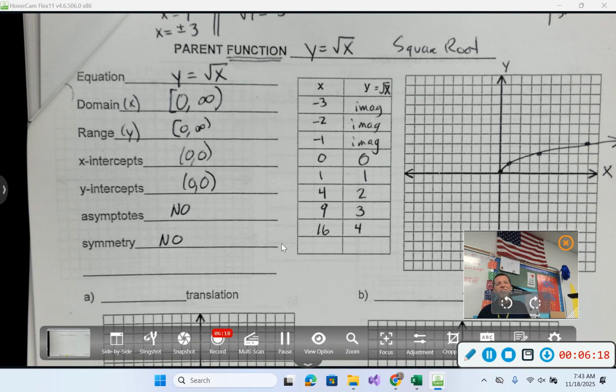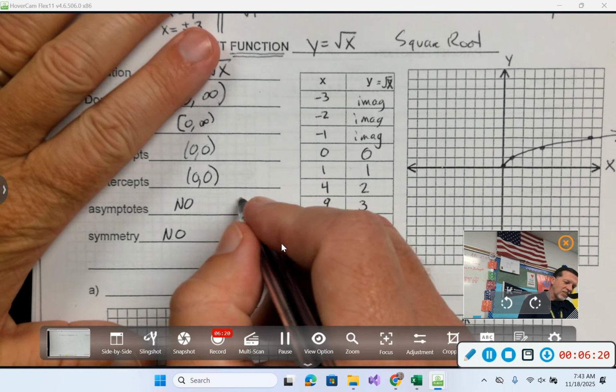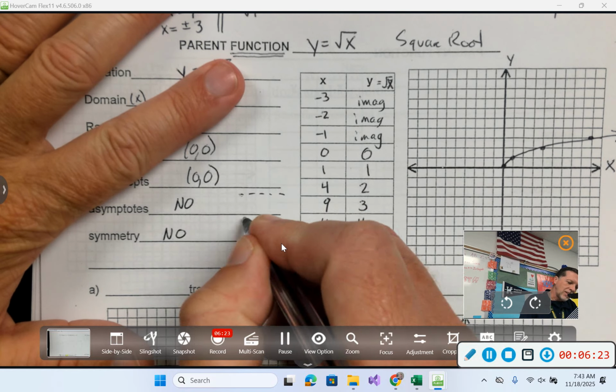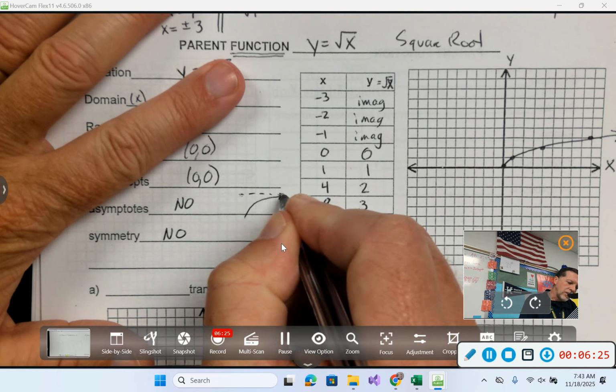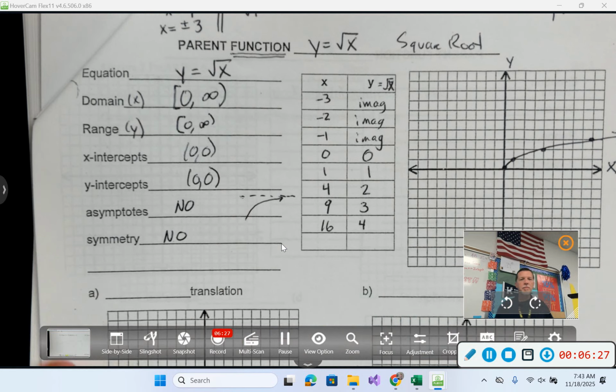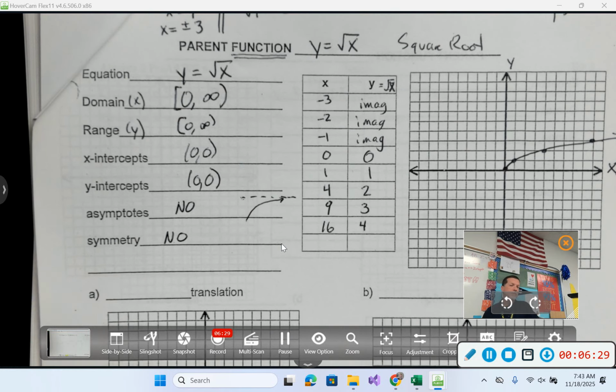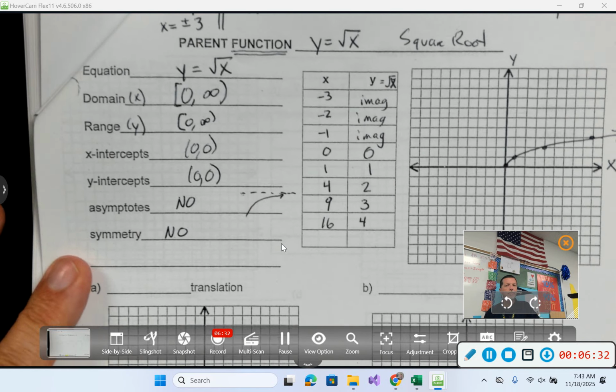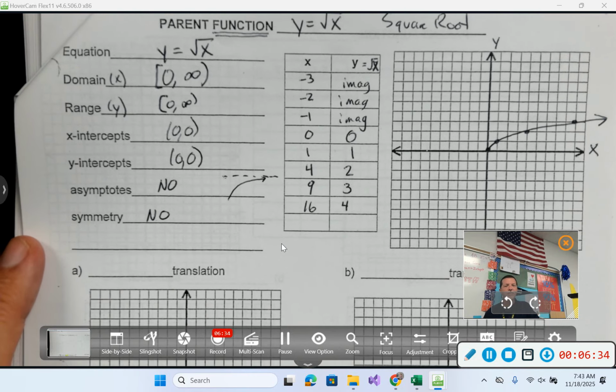An asymptote is a line that a graph gets closer and closer to, but doesn't hit. So if it looked something like that, those are the ones that never hit the asymptote. This one doesn't have that, so we'll just say no.